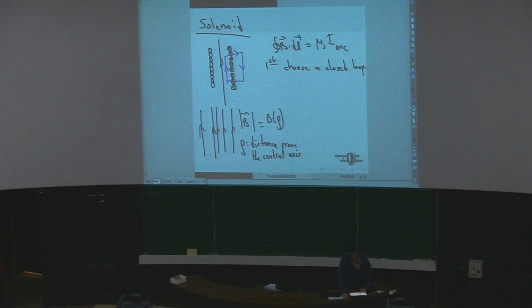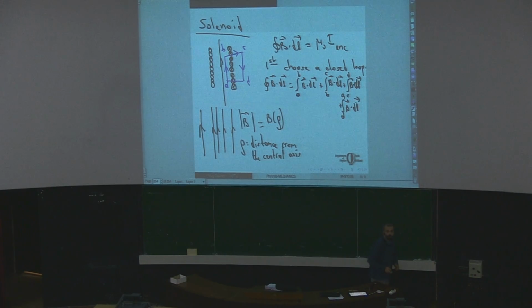Again, let's put the signs A, B, C, D. Now this loop integral will be the contribution from A to B, from B to C, from C to D, from D to A. And the only contribution will be as we go from A to B.